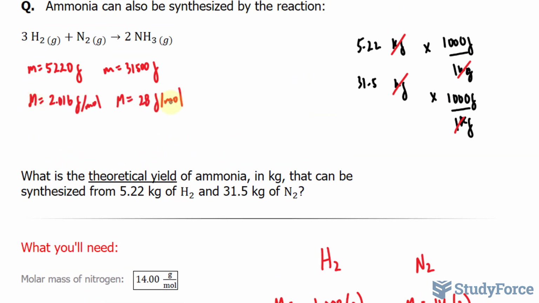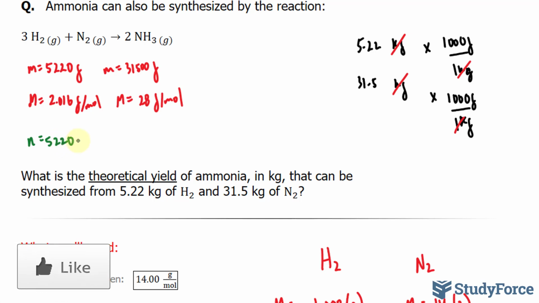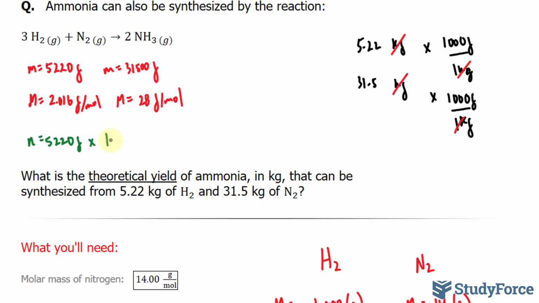To make the calculations more convenient, I'll write these numbers underneath here. The next thing we have to do is find the number of moles for each of these molecules. To do that, I'll take the mass and multiply it by the reciprocal version of the molar mass. If you're confused about that, here's what I mean. Let's say that we want to find the moles of hydrogen, and I'll denote that with the letter n. I'll take 5,220 grams and multiply it by the flipped version of this. So instead of the moles being at the bottom, I'll write 1 mole at the top and 2.016 grams at the bottom. By doing it this way, the gram units cancel out.